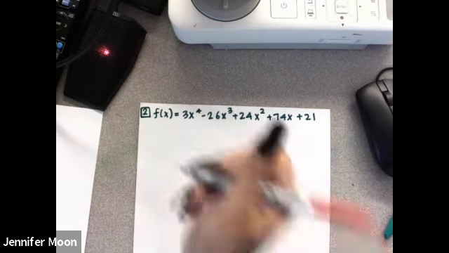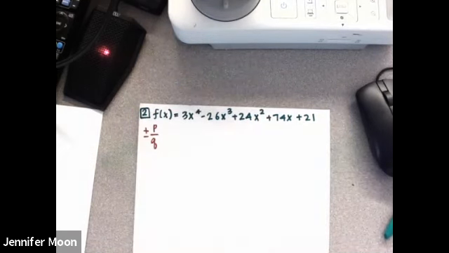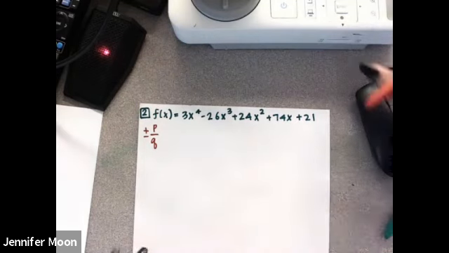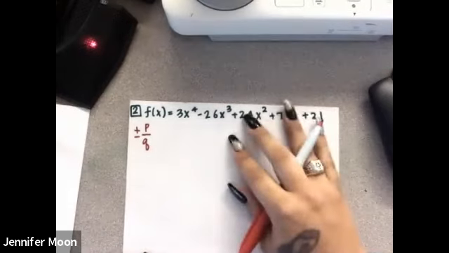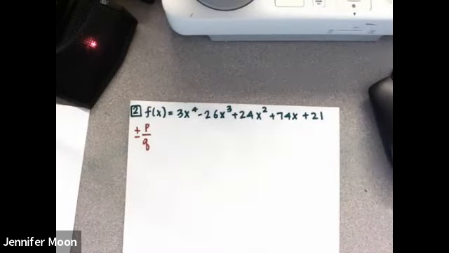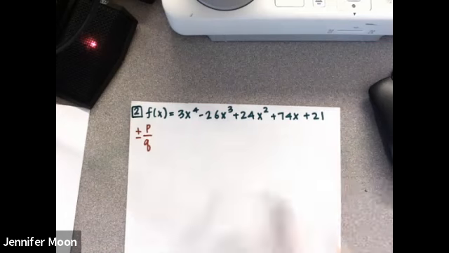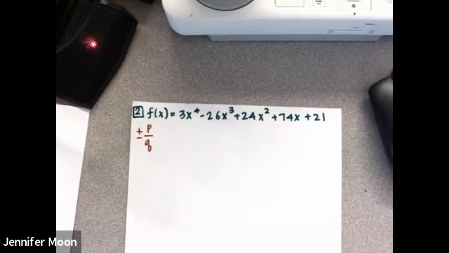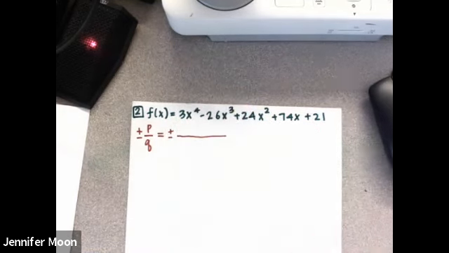So list my possible zeros. The way we do this was we took plus or minus P over Q. And what I mean by plus or minus P over Q, my P is my constant term. Constant meaning there's not a variable attached to it. If this is written in the correct order, that'll always be the very last number. And now what we're going to do is plus or minus, with a large numerator, like a fraction bar.